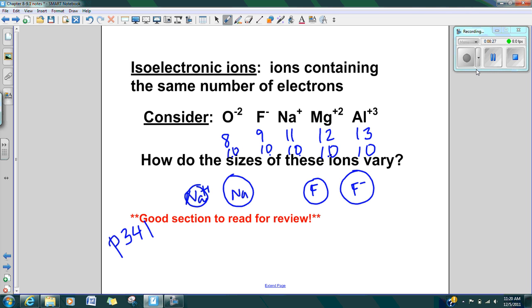Okay, I think that's all that I wanted to talk about. Remember, these have general trends, and these are called isoelectric ions because they all have the same number of electrons, but they still vary in size, which is the point that you want to see here.